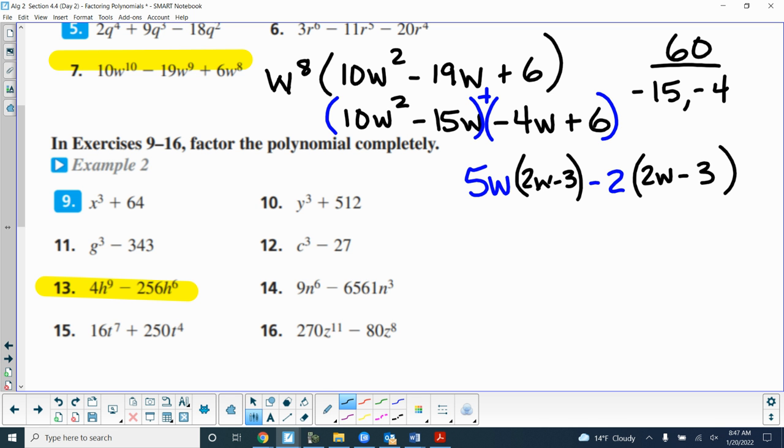What's my other factor? The blue ones, right? The 5w minus 2. So our finished answer, don't forget, w to the 8th we pulled out. And we got the 2w minus 3 and the 5w minus 2.